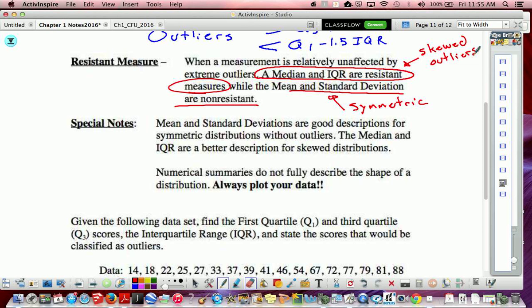So just note which ones that we'll tend to use depending on the shapes of those distributions.